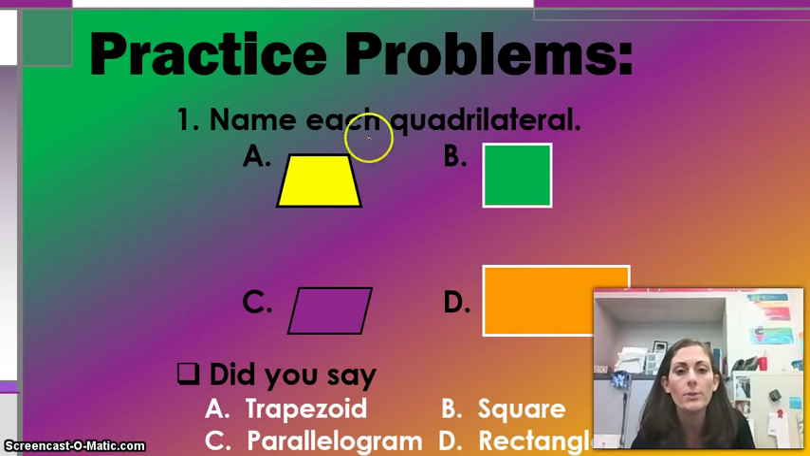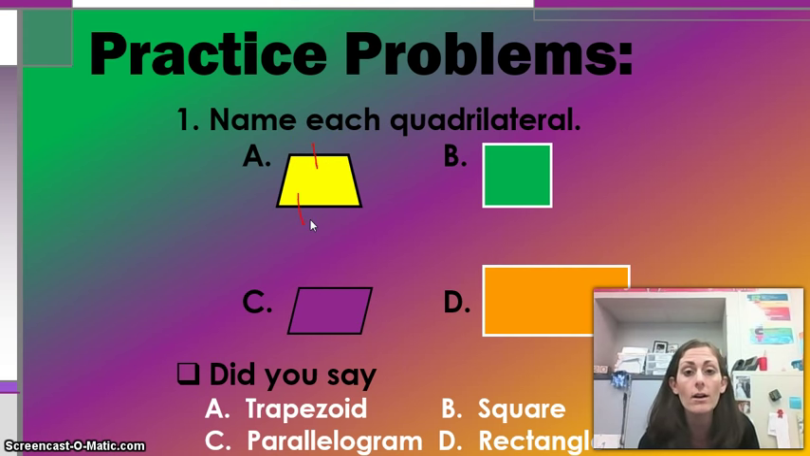Okay, so A is a trapezoid, and the reason for it is because it only has 1 pair of parallel lines. So A is a trapezoid. B is a square, and the definition of a square, and I'm going to keep telling you the definitions because I want you to hopefully try to engrave those into your mind. A square is a rectangle with all congruent sides.